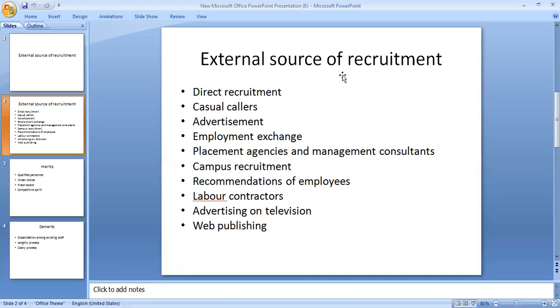Here what happens is that, in the case of this employment exchange, there are the people who are demanding a job, and the organizations who are demanding workforce. So in between these two categories of people, employment exchange acts as a mediator.